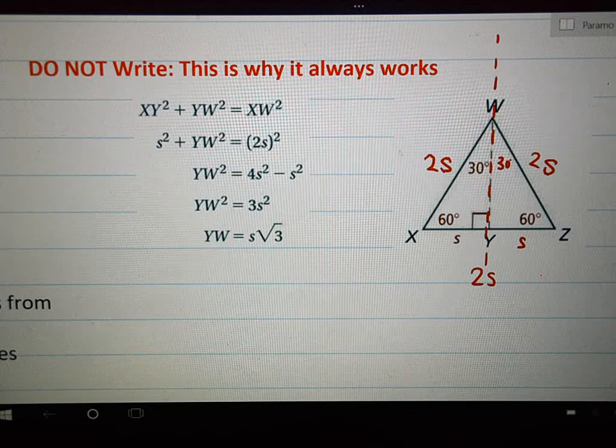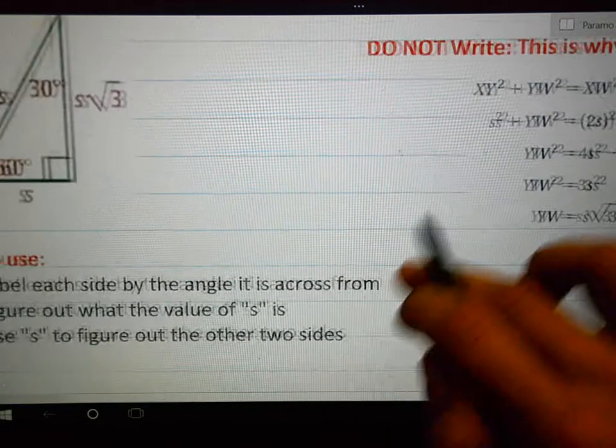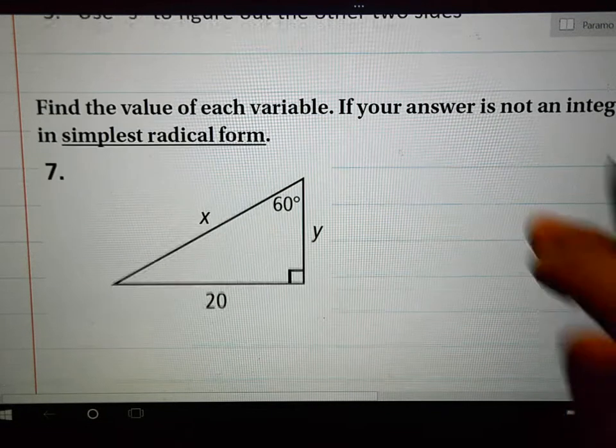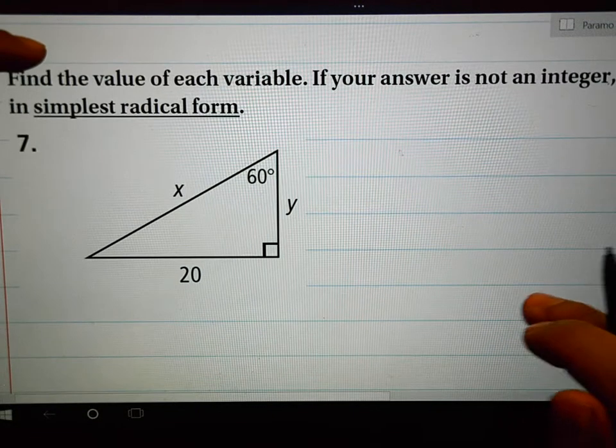Make sense? Okie dokie. So, what we're going to do, we're going to label each side by the angle it's across from. We're going to figure out what the value of s is, and then we're going to use s to figure out the other two sides. We'll do that every single problem. If you would like to put your notes off to the side and do these with me, I would recommend doing that. We're going to start with number 7.